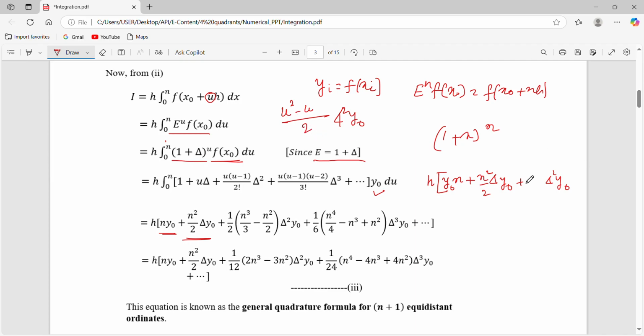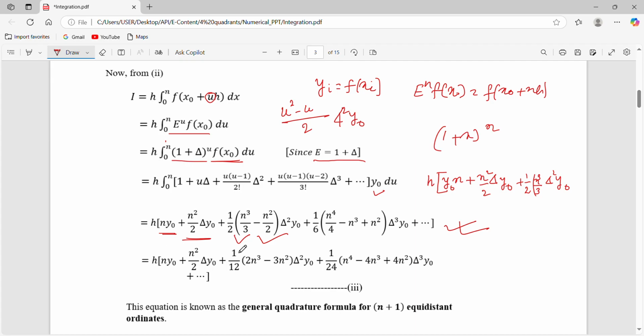So take common outside, you can write also this way, take common outside half. So what we have is u squared, so u squared means u cube by 3, and after putting 0 to n, it will be n cube by 3. So that's why n cube by 3, this one. And remaining we have u, so u means integration u squared by 2, so it will be n squared by 2. So we can write here n squared by 2. So this way remaining terms also we will get. Okay.